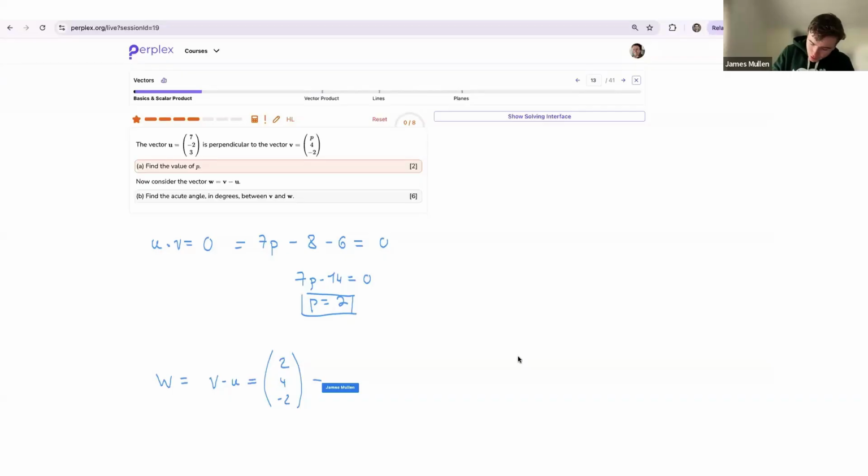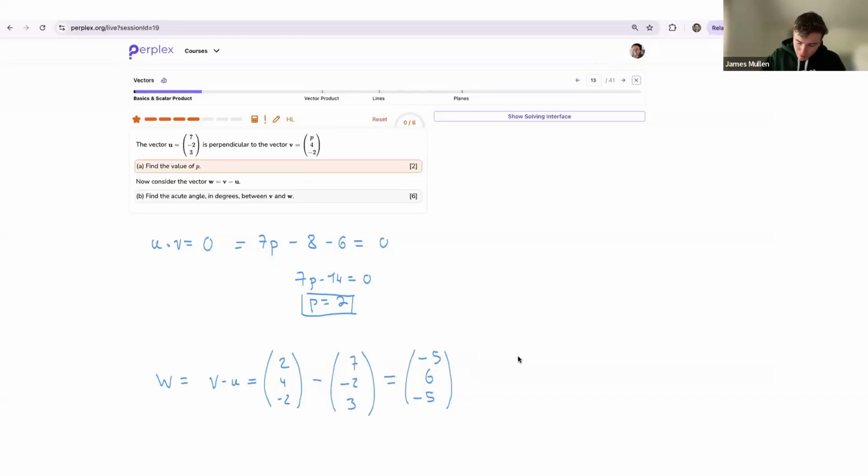And I'm going to be subtracting out u, which is 7, minus 2, and 3. Okay, so I'm going to do 2 minus 7 is minus 5. 4 minus minus 2 is 6. And negative 2 minus 3 is negative 5. All right, that's pretty good.